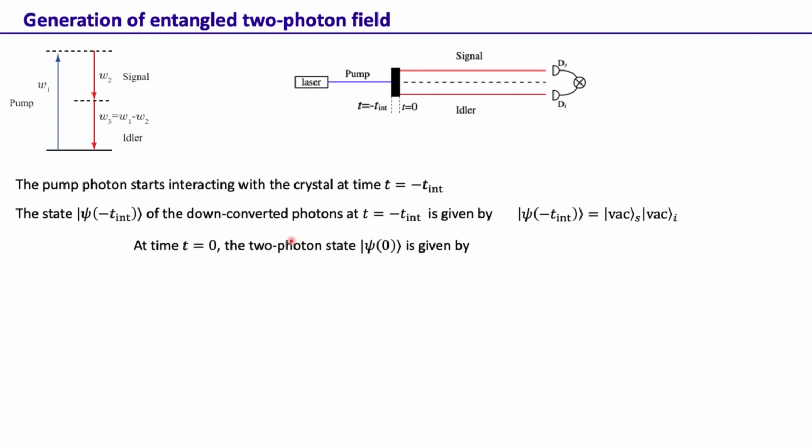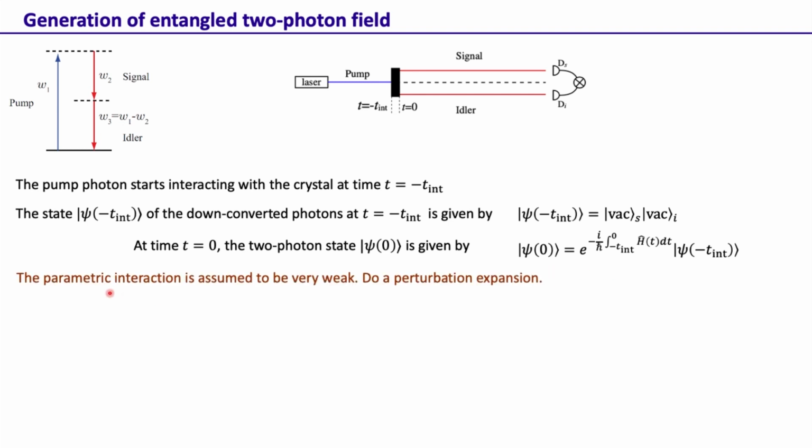Now at time t equal to 0, the 2-photon state is given by this, where this is the initial state, that is a vacuum, and that becomes the final state, and this we can calculate by this evolution equation. Now here I should note that these are the vacuum signal and vacuum idler modes. Of course I'm not putting any other label because all these frequencies are possible, and at the end of the interaction one obtains this state.